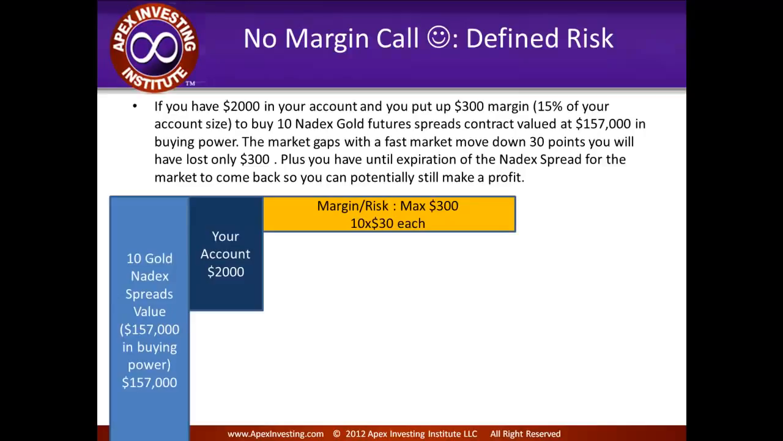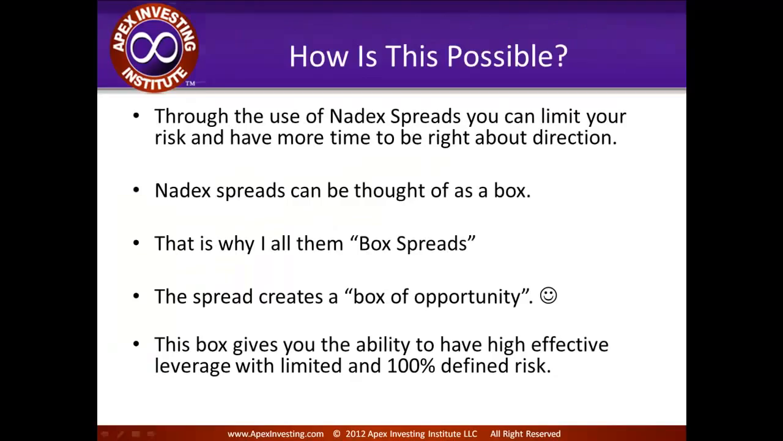If you have $2,000 in your account and you put up $300 margin, which is only 15% of your account size, to buy 10 Nadex gold future spreads valued at $150,000 in buying power, and the market gaps and moves with just a fast, furious down move, 30 points against you, you'll only have lost $300. Plus, you have until expiration of the Nadex spread for the market to come back, so you can potentially actually still make a profit. Well, how is this possible?